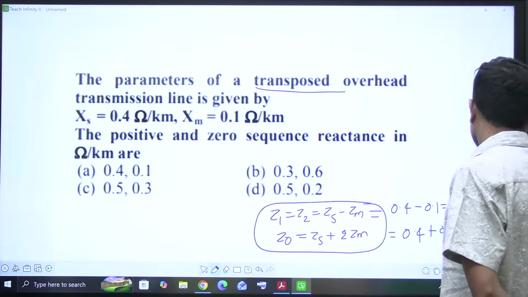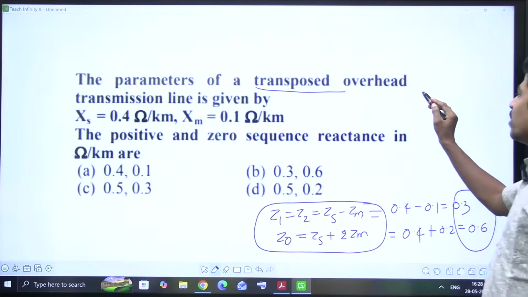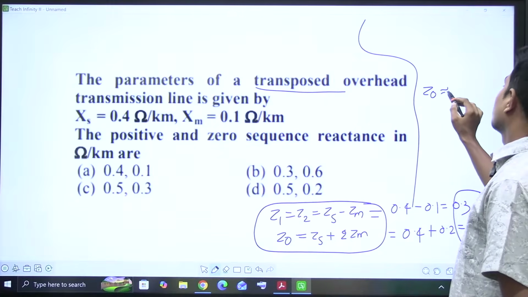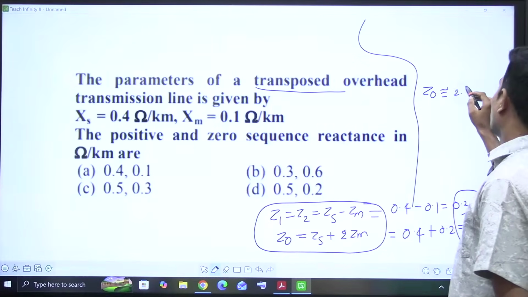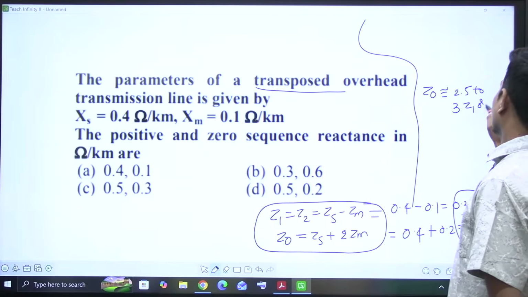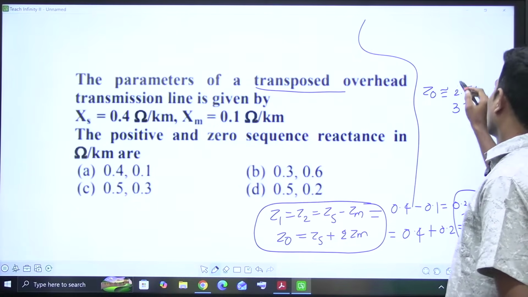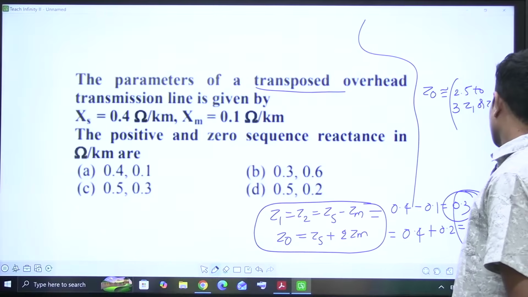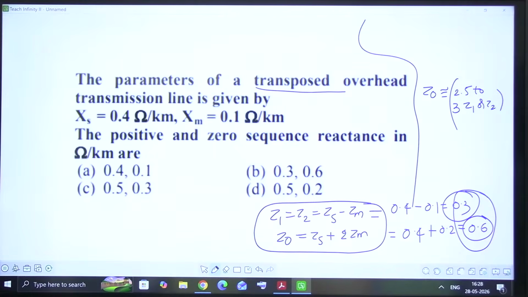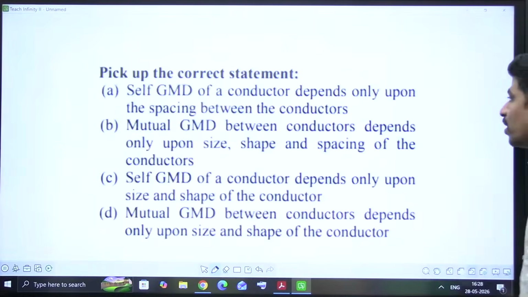And one very important relationship, that is Z naught is approximately equal to 2.5 to 3 times of Z1 or Z2, because Z1 and Z2 both are equal. This is 0.3, this is 0.6. Almost actually it should be 2.5 to 3 times, but here it is 2 times. In this example it is 2 times. Okay, let's go for the next question.